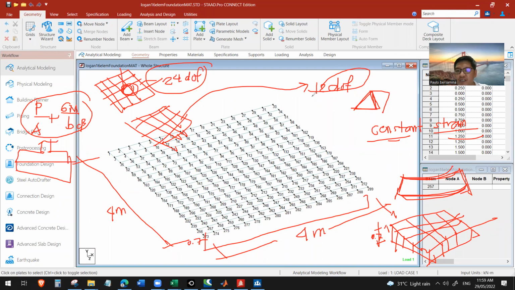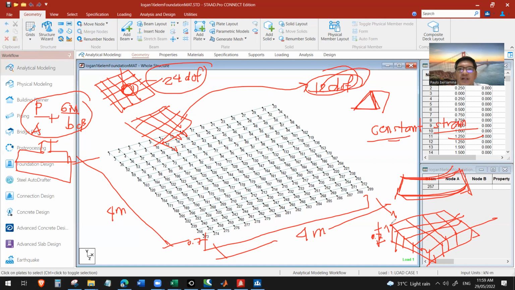Hindi tama yung interpretation ng 12 degrees of freedom na rectangular plate element using a 1 meter by 1 meter mesh. Kasi imagine 4 meters yan, no? Tapos 1 meter, no? Medyo malaki yung ganong modeling. In short, as a practitioner, I advise, lalo na sa mga foundation, footing, I don't recommend a 1 meter mesh. Kahit pa mat foundation yan. No, I will not recommend a 1 meter mesh.